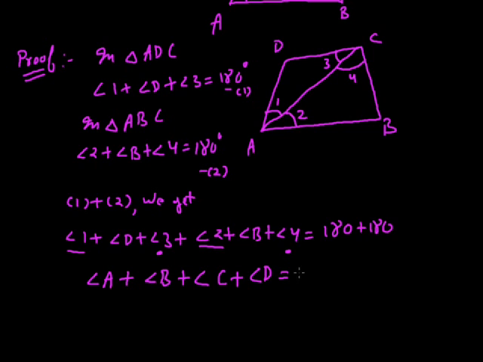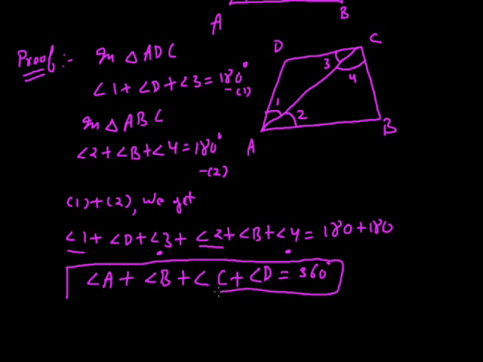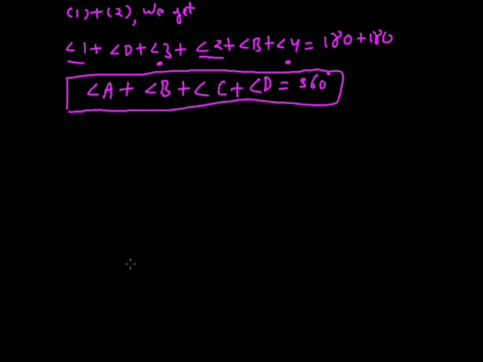Now 180 plus 180, that is 360 degrees. So this is the angle sum property of a quadrilateral. That is, the sum of all the interior angles of a quadrilateral is always 360 degrees. Now let's do some problems based on this property.